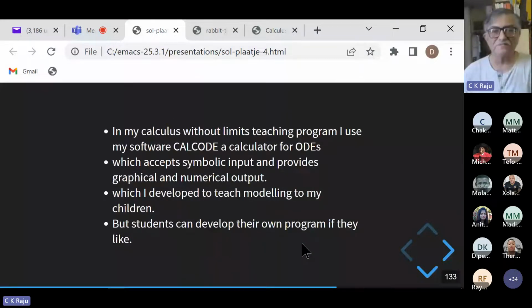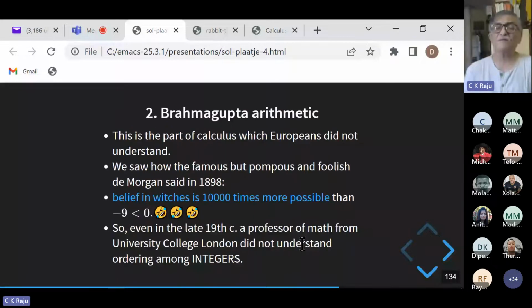I already showed you that. And of course, students can develop their own programs if they like. The second part, which is an important part, is the part which the West failed to understand. They understood the finite difference method, but they had a problem with exactitude. So they wanted an exact notion of derivative.